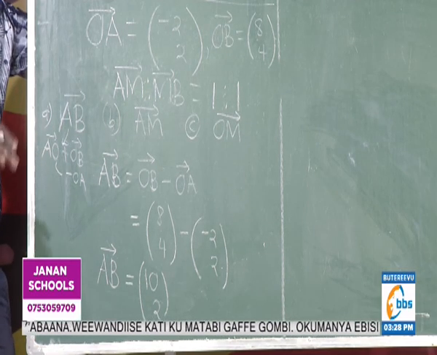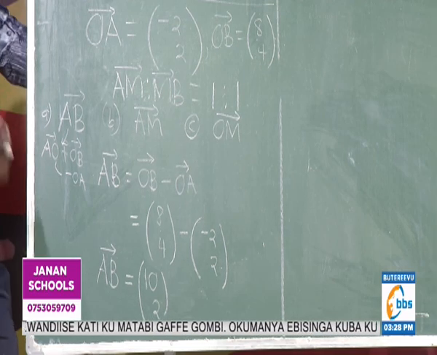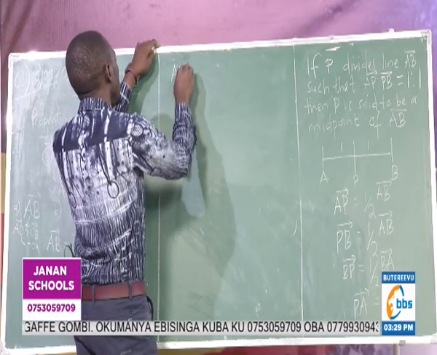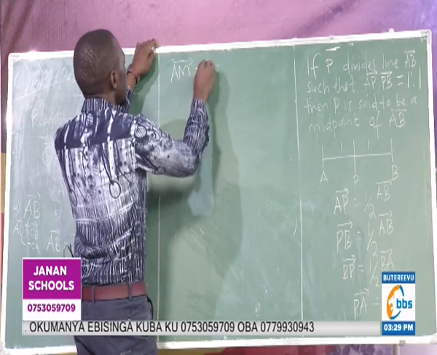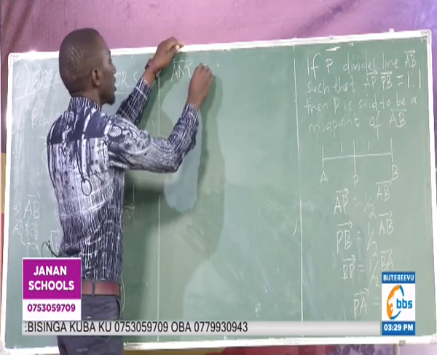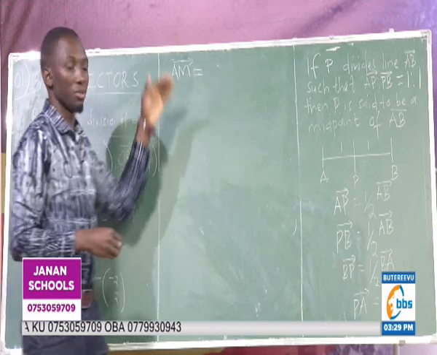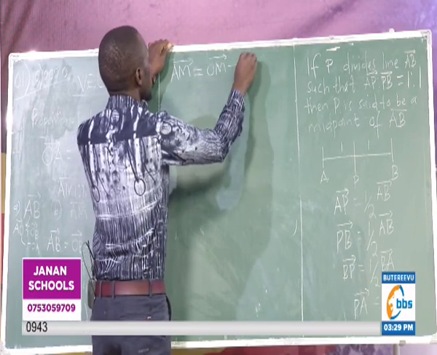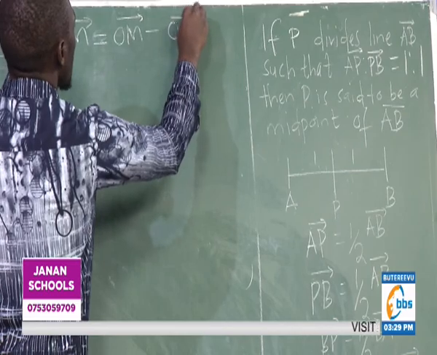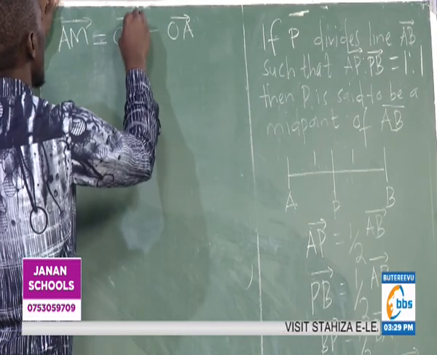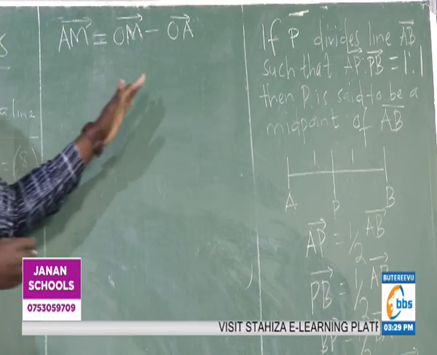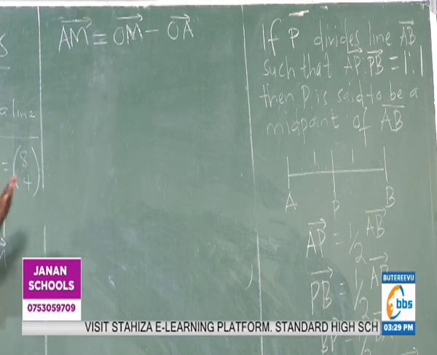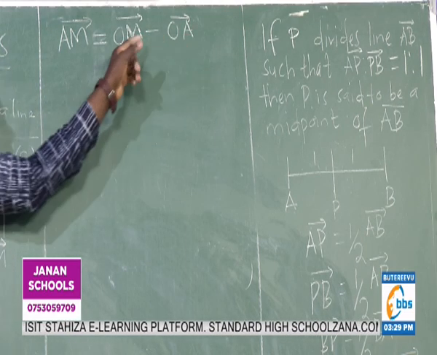Now we go to AM. Let's see how we are going to do it. I want to start from what we know. Don't fear to state what you know if you are dealing with vectors. You start with what you know. At least we know this one from what we have been covering: AM is the same as OM minus OA. But as you look at what we have, we have OA, good, but OM we don't have.